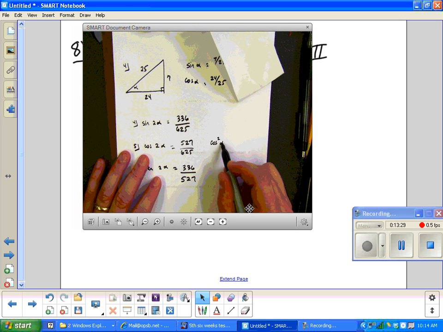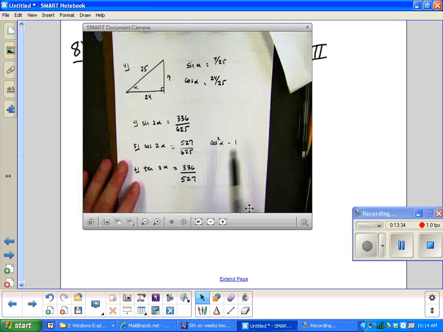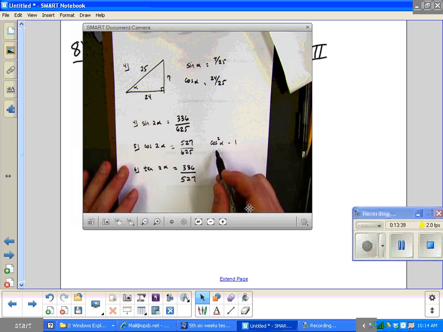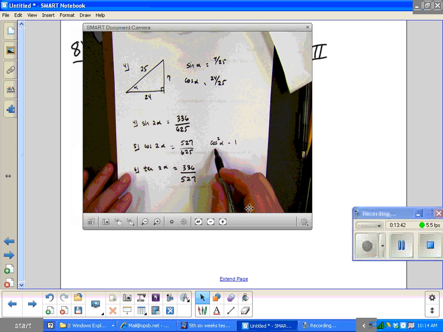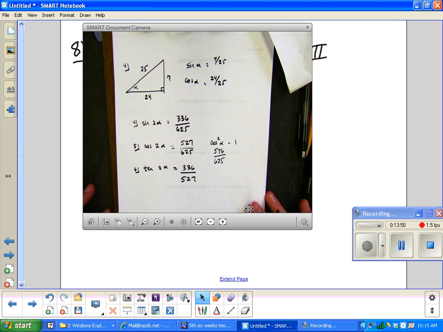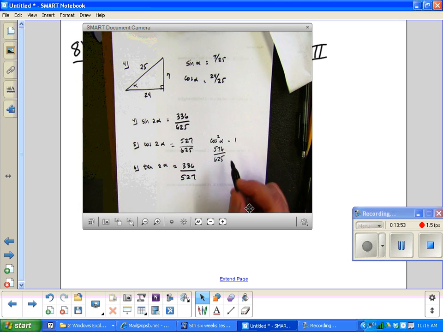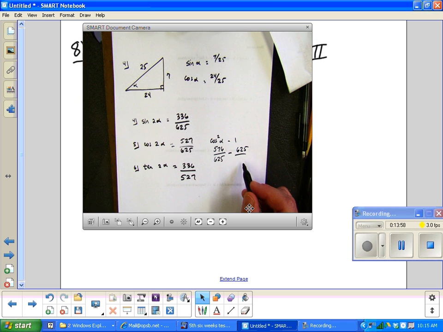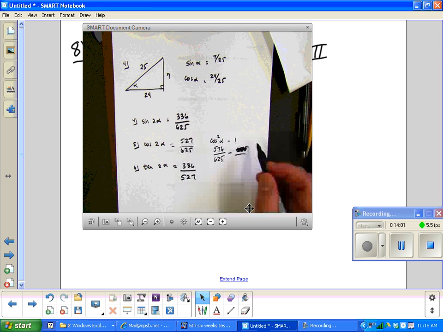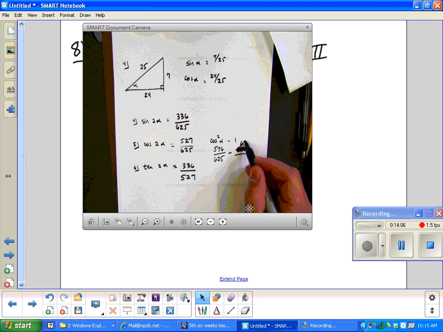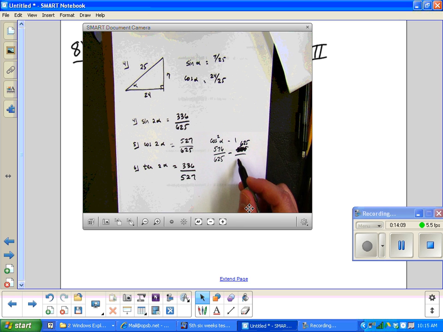Okay, so let's see. Cosine squared, 24 over 25. 24 squared is 576, and 25 squared is 625. And now instead of saying negative 1, we'll say minus 625. What am I thinking there? 625 over 625. Oh, it is negative, isn't it?